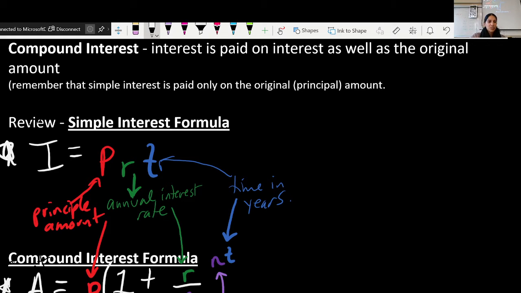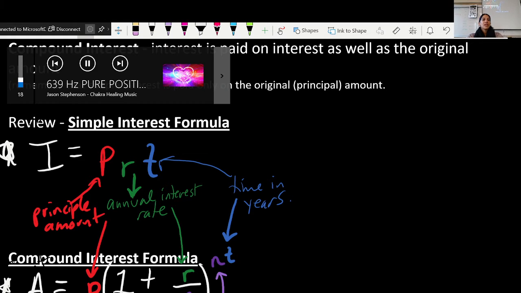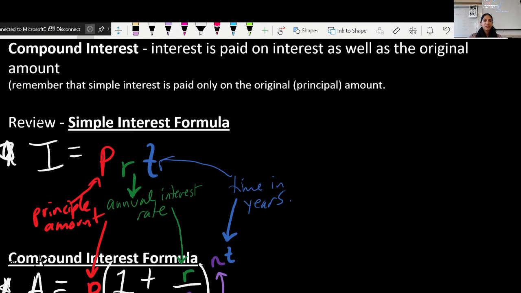A equals P, which is this principal amount, the stuff in red. That's the same for simple interest and compound interest. That's just what you're putting in. And then in this formula, we also have this 1 plus R over N. And R is still the same annual rate that we used last day in the simple interest formula. So remember, if it's given to you as like 2% or 3%, what do we do to use it in our formula? We would convert it into a decimal, right? So remember that that's always the first step.